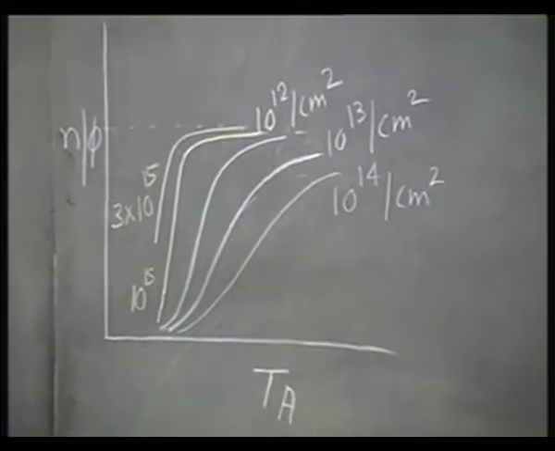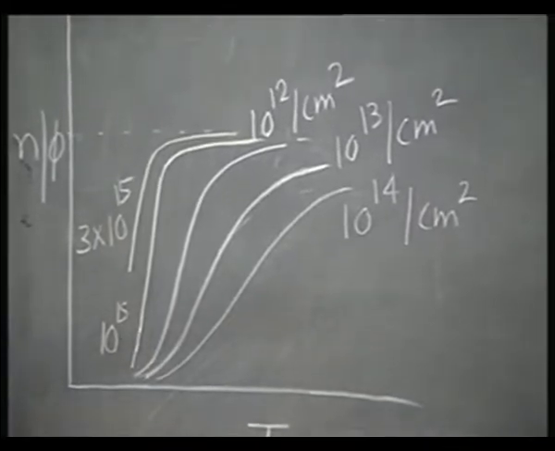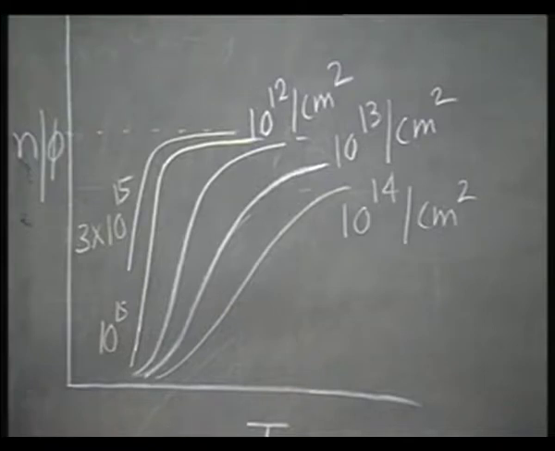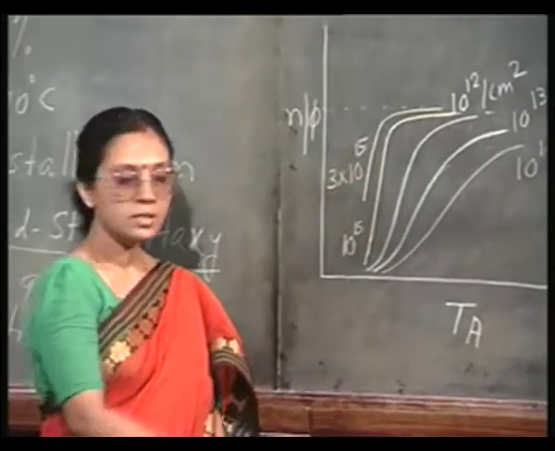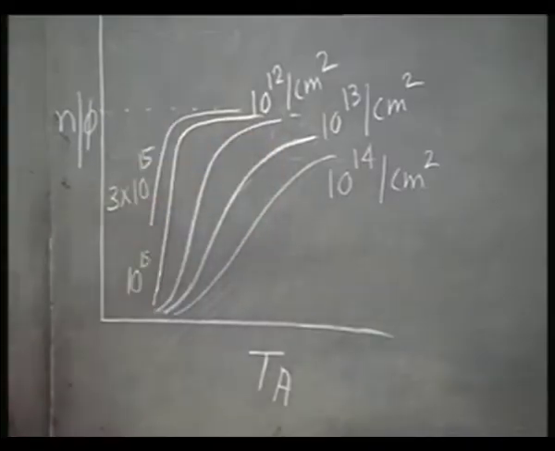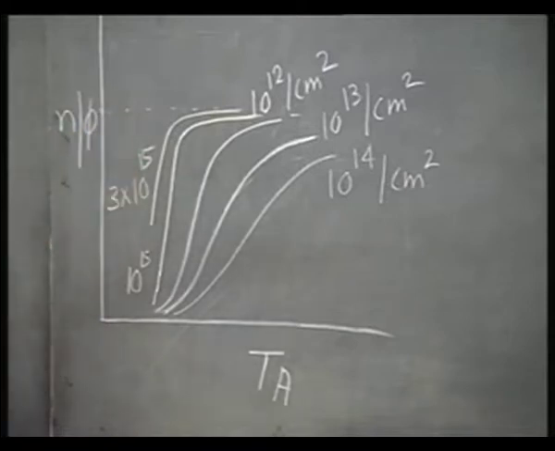So, look at these curves properly. What is happening? I started from a very low dose, 10 power 12 per centimeter square, and I see that as the temperature increases, the carrier activation increases till eventually at a point it sort of acquires full activation, or let us say 90% of activation. This line corresponds to full activation, we will say.